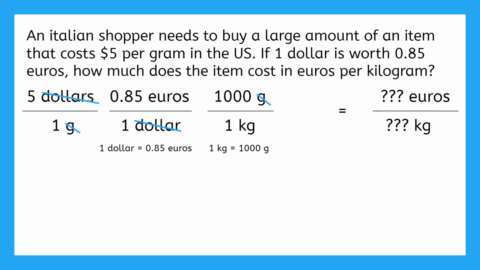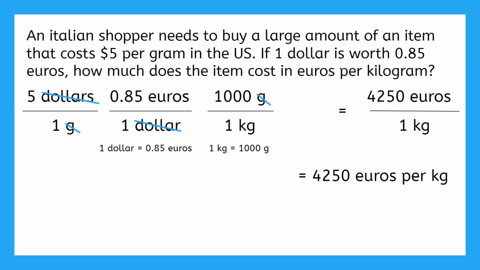On top, 5 times 0.85 times 1,000 is 4,250 euros. And on bottom, 1 times 1 times 1 is 1. The last thing we need to do is divide, but dividing by 1 doesn't change anything here, so the answer is 4,250 euros per kilogram.